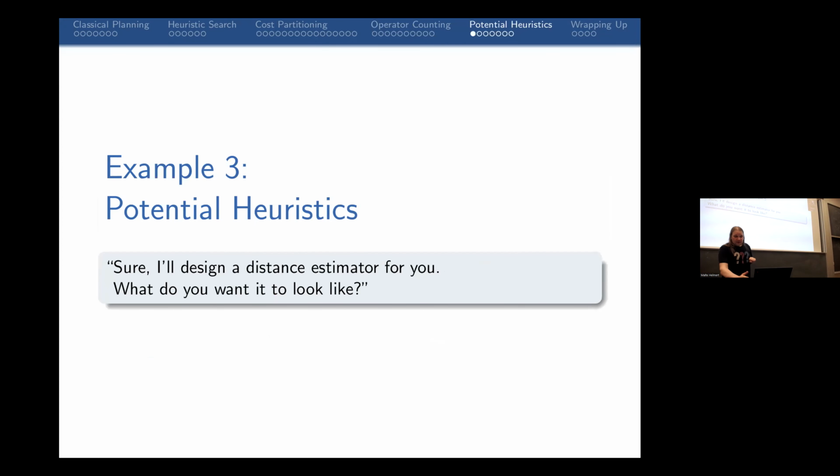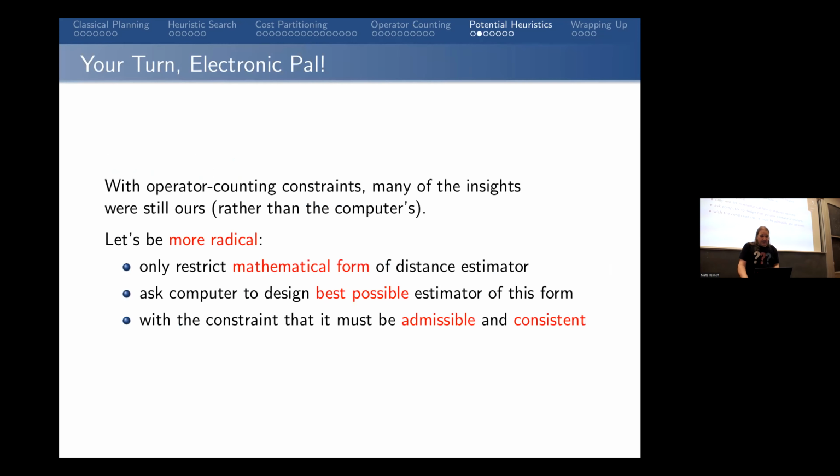Okay, 10 more minutes. Last topic: potential heuristics. What we did so far was we took some ideas for heuristics, encoded them as linear programs, and then got the computer to combine them. Now we want to be a bit more radical and have the computer design the whole heuristic for us. So what's the idea? I'm now saying, okay, I want you, computer, to come up with a lower bound function.